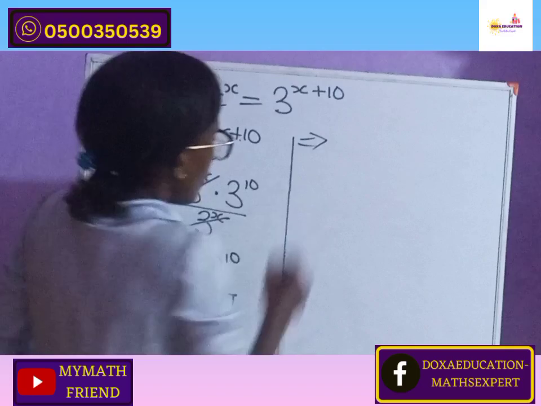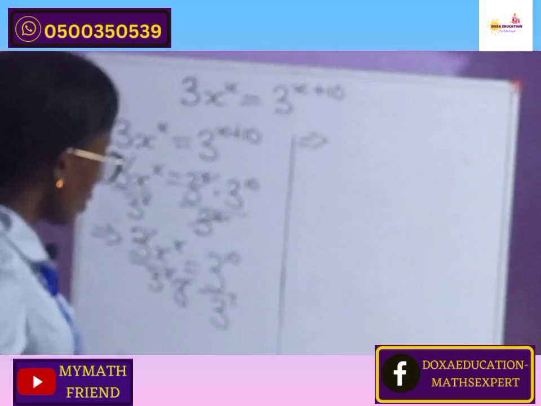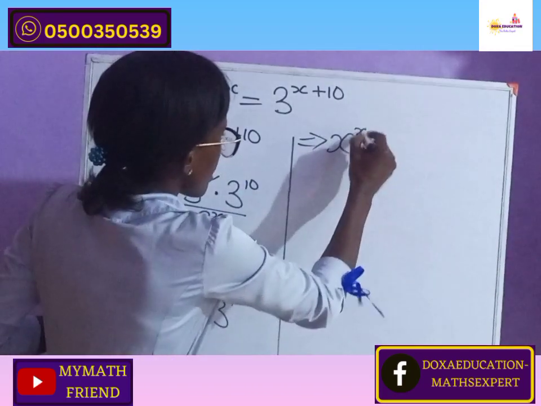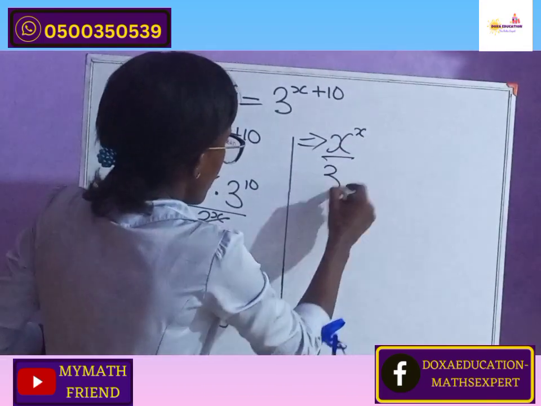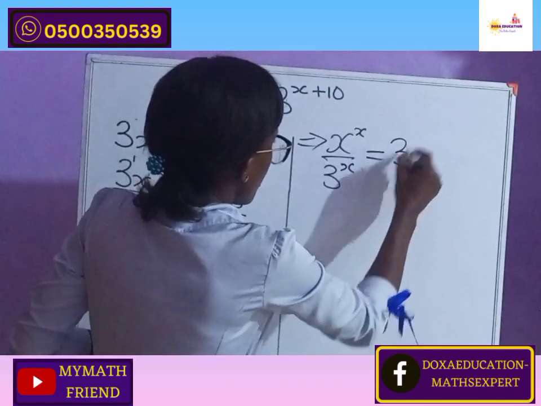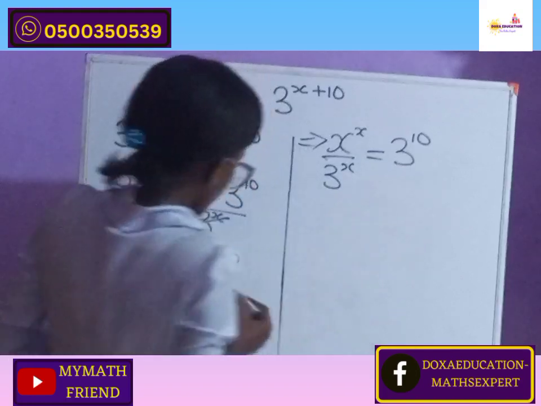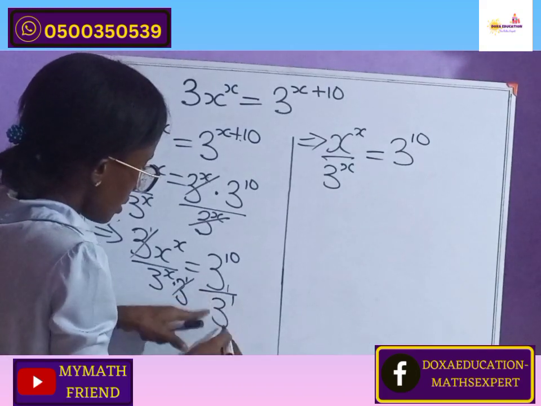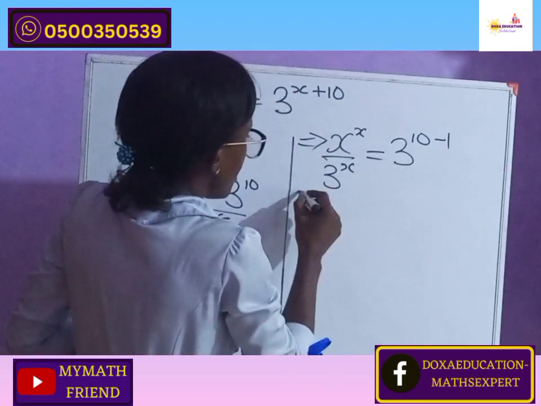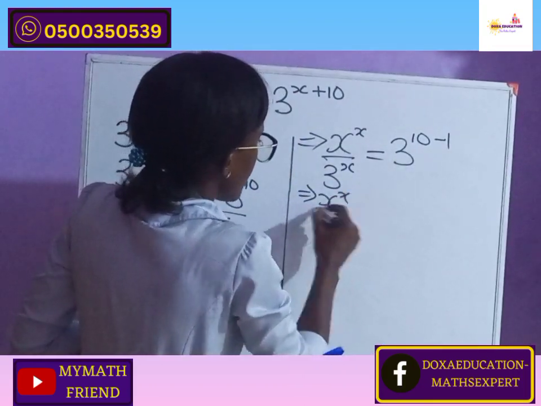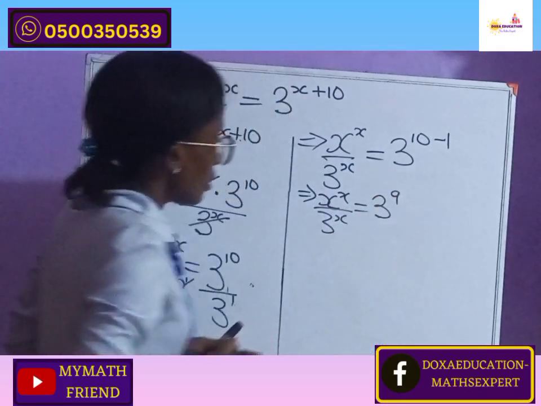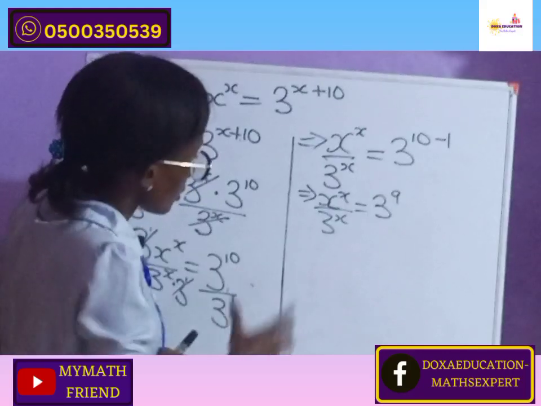Now, from here, what do we do? From here, let's write what is left. We have x exponent x out of 3 exponent x down here, which is equal to 3 exponent 10. Now this is division, same bases, so you can subtract their powers. So 10 minus 1. This gives us x exponent x over 3 exponent x equals 3 exponent 9. Good. Now we're on course. What do we do from this step?